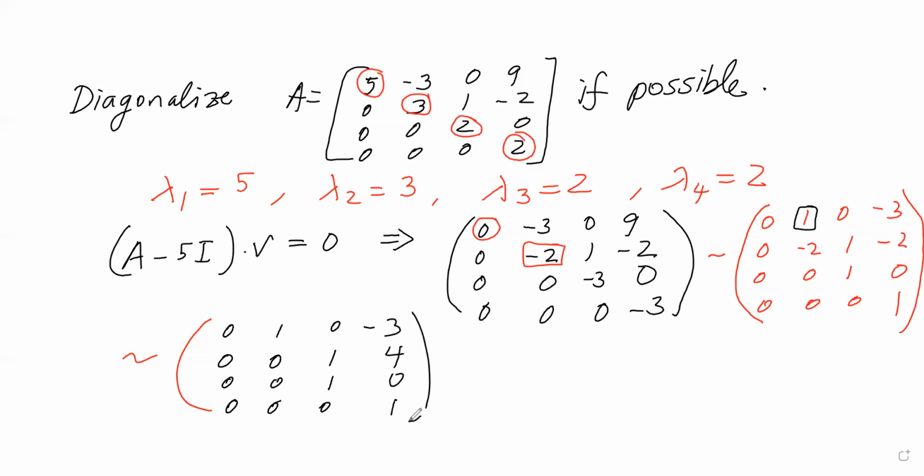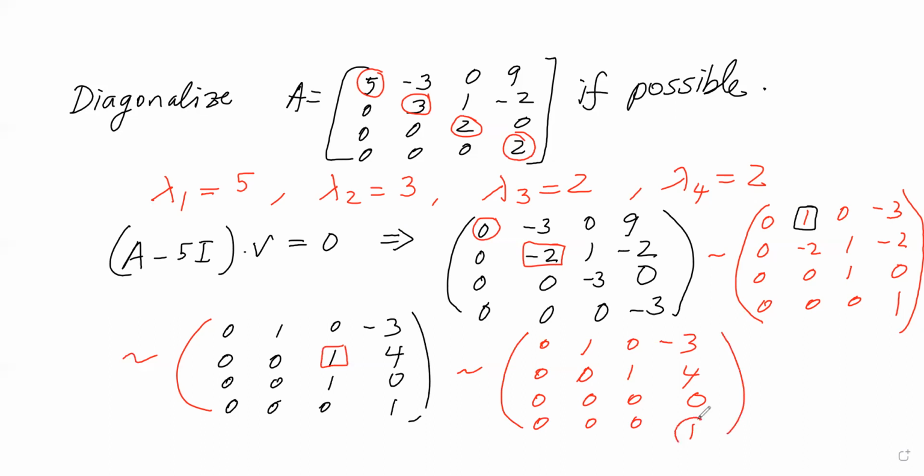Okay. Now I will go to this position right here and make the entry below 0, and that will just be 0, 1, 0, negative 3, 0, 1, 0, 0, 1, 4, and this is 0, 0, and this is 0 as well. And then I have this. Okay. Now I can make everything above this entry 0, which is on this position here and this position here. All I need to do is multiply by negative 4 and multiply by 3 to make them 0, right?